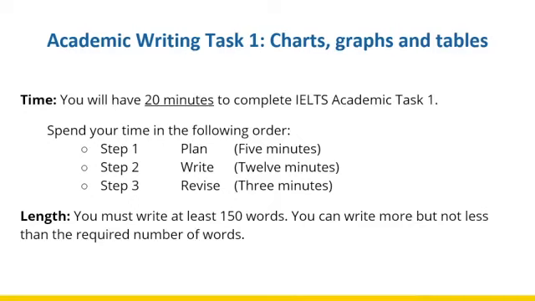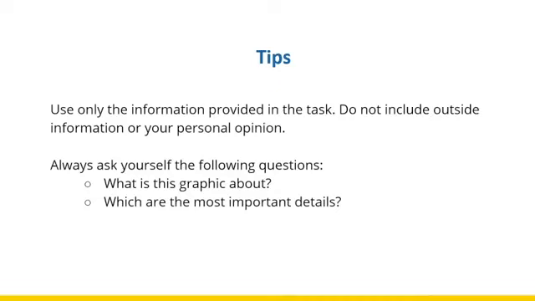Before we begin learning about academic writing task 1, I would like to share with you a couple of important tips that can help you write better. First of all, remember, you need to use only the information provided in the task. Do not include outside information or your personal opinion. That means you cannot write down the numbers that you don't see on the graphic, and also you cannot write the phrases such as I believe, in my opinion, and so on.